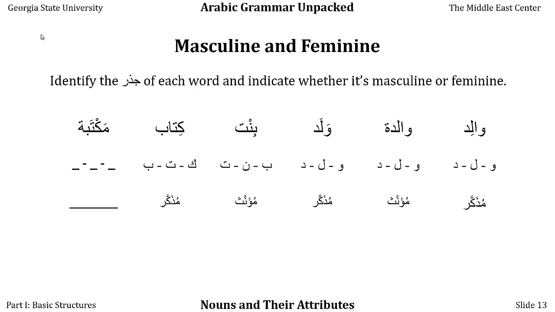Kitab, or book, its root is kaf, ta, ba, or to write, is mudhakkar, or masculine. The reason we know this is because it does not end in ta marbuta, and as we'll learn over the course of the next few lessons, it's not one of the 24 or so commonly used words that does not end in ta marbuta but is still feminine. So kitab, a book, is mudhakkar, or masculine.